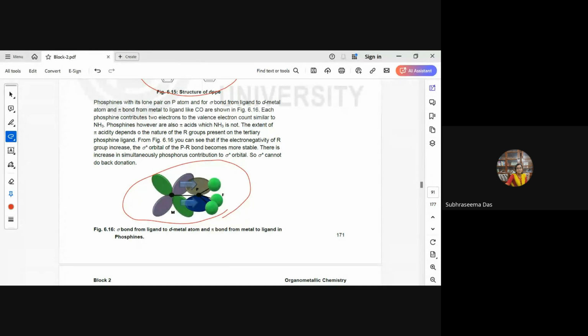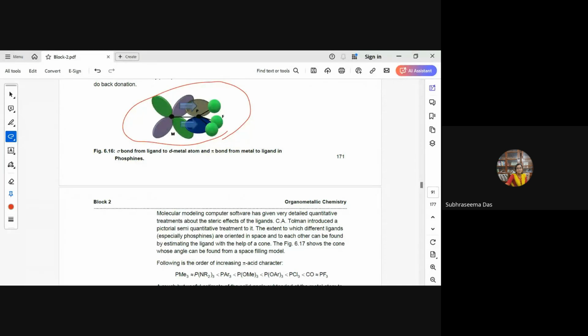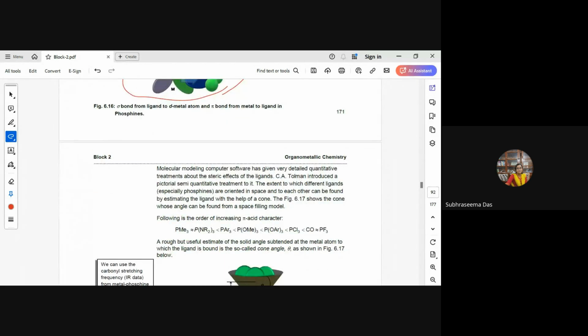One of the important things to note here is that no back donation occurs. The sigma star is not susceptible to back donation, like we observed in the case of nitrosyls and particularly carbonyls. Back bonding here is not possible.